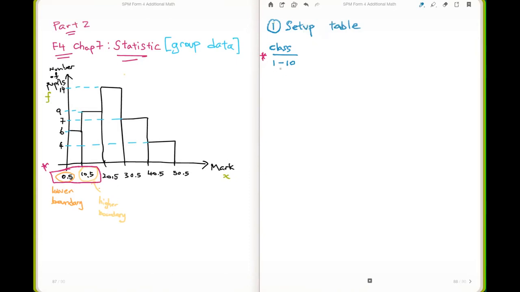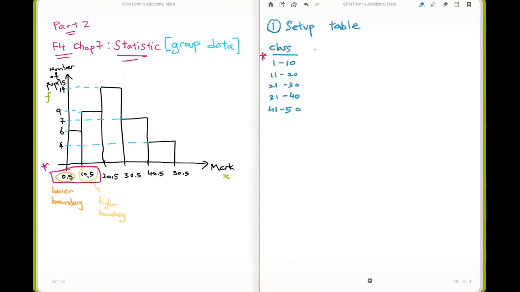Then the class size is 1 to 10, so the next class will be 11 to 20, 21 to 30, 31 to 40, and 41 to 50. The class size is 10.